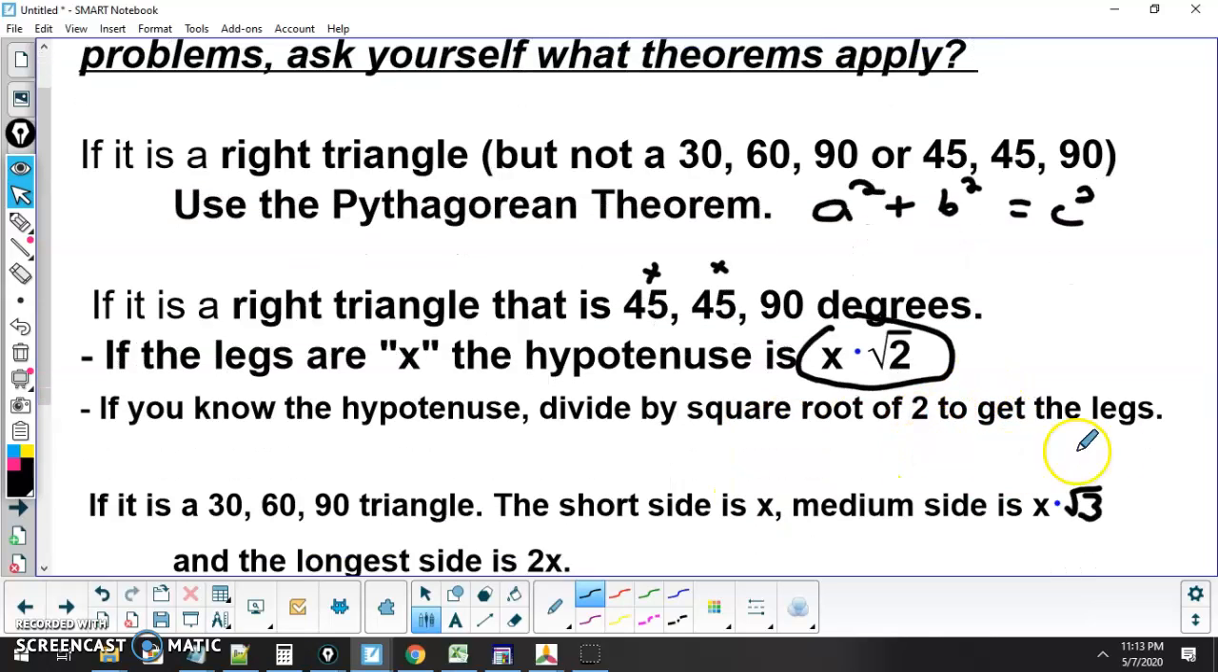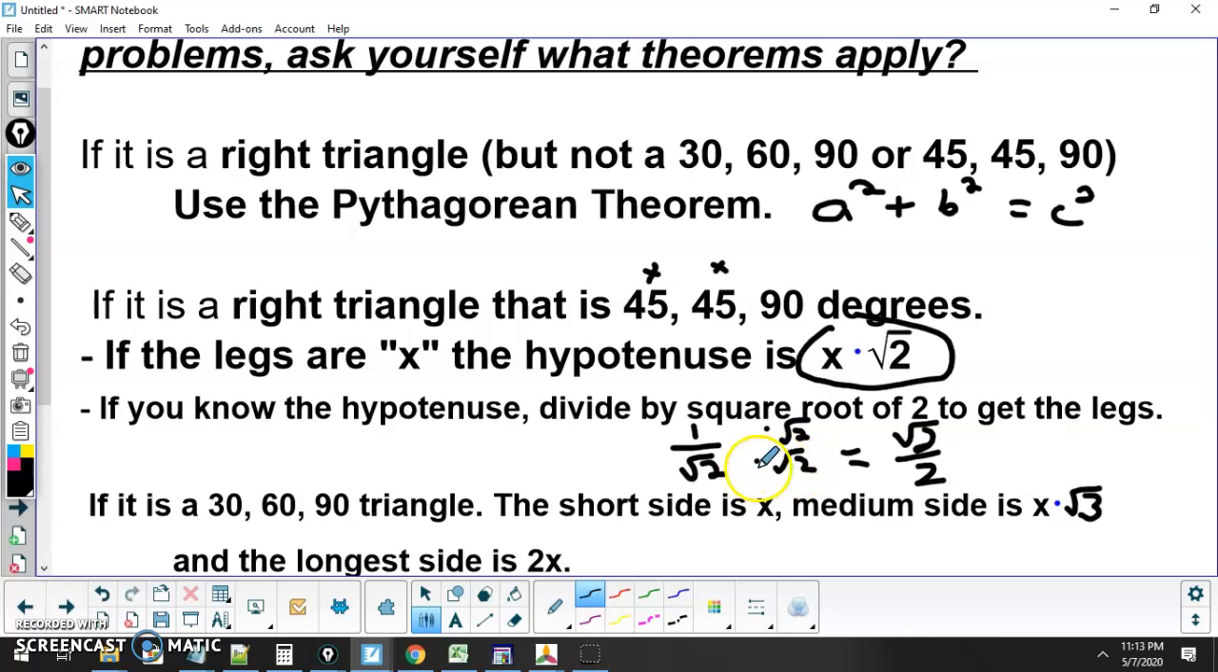Okay. And then when you divide by the square root of 2, you might have to get rid of the square root in the bottom. So you might have 1 divided by the square root of 2. And then that is actually equivalent to, if you multiply the top and bottom by the square root of 2, you could rewrite this as square root of 2 over 2.